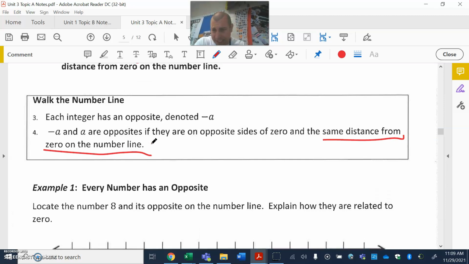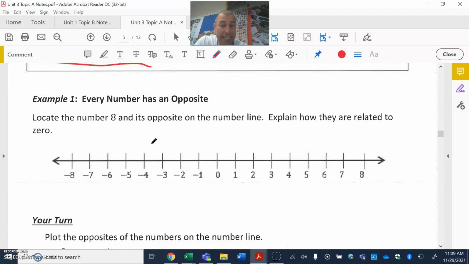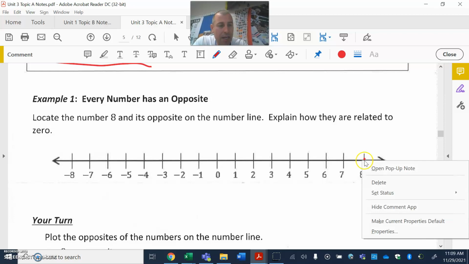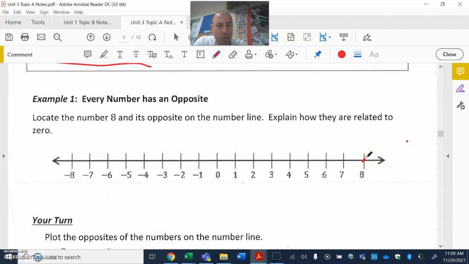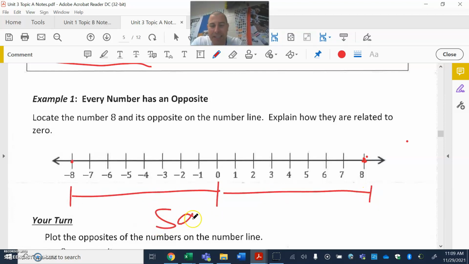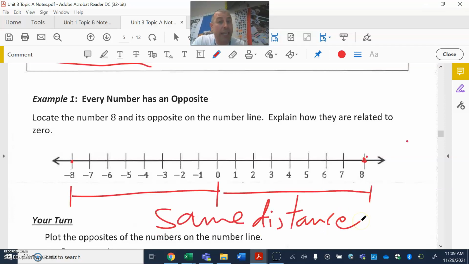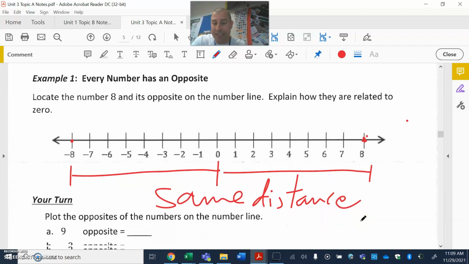Here, they're asking us to locate the number 8 and its opposite. So we locate 8, and then we locate its opposite, which is negative 8. Very nice. Explain how they're related to 0. They are the same distance. That's how they are related. Positives and negatives are related because they have the same distance from 0.